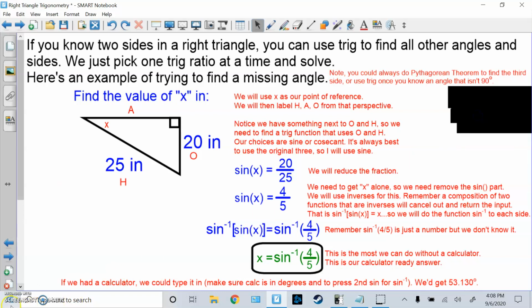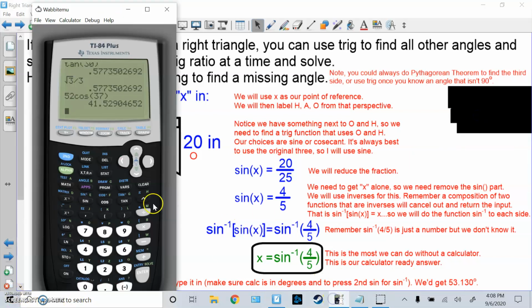Here it is if you type in the calculator. Just make sure you're in degrees and press second for sine inverse. So second sine inverse of the fraction 4 over 5 gives us our answer, 53.130 degrees.